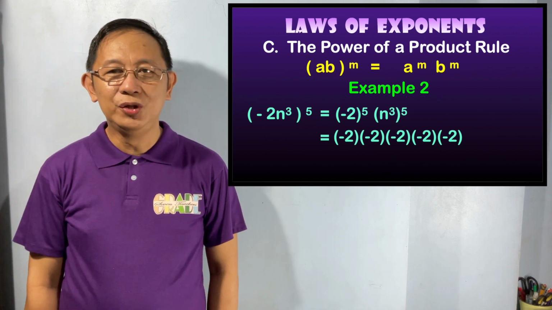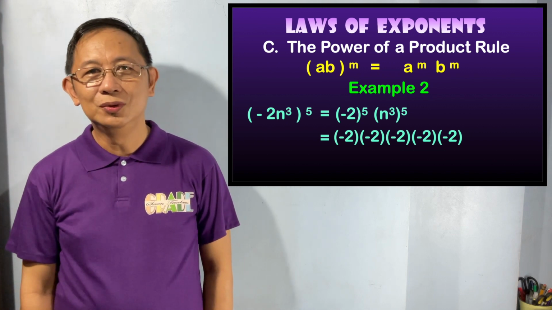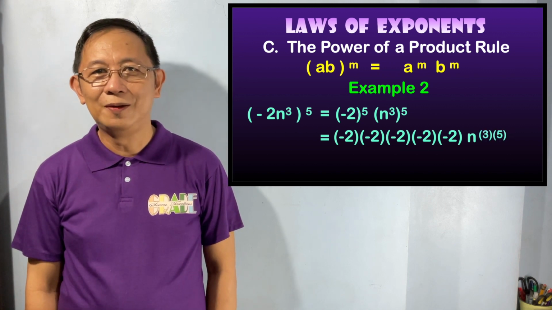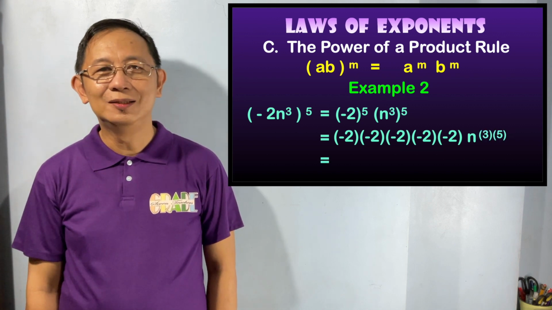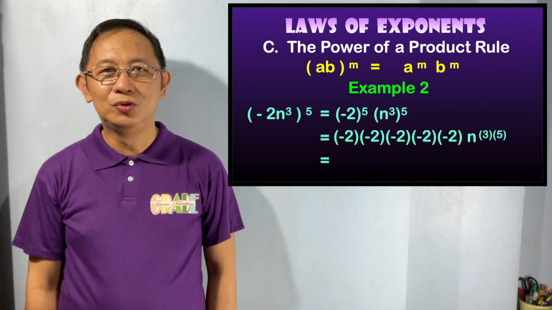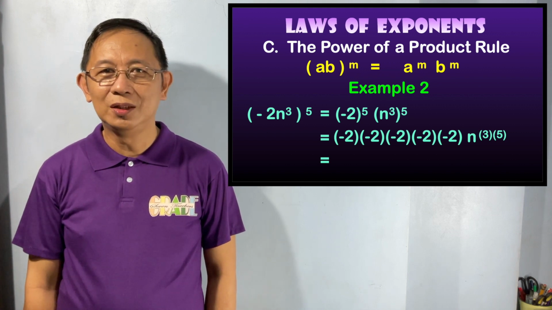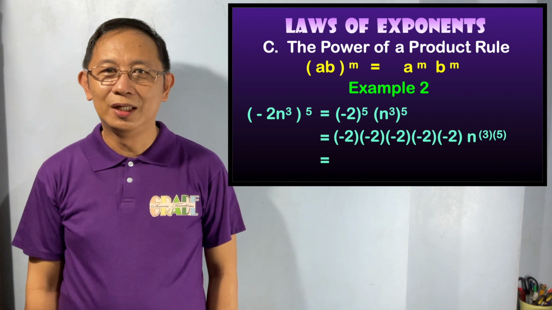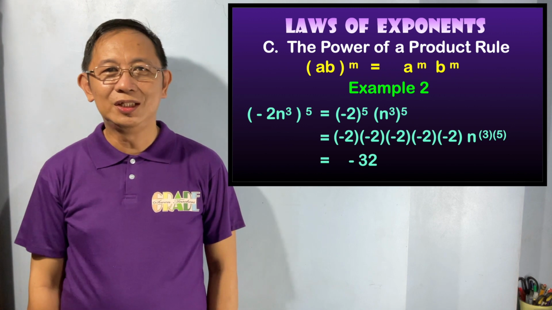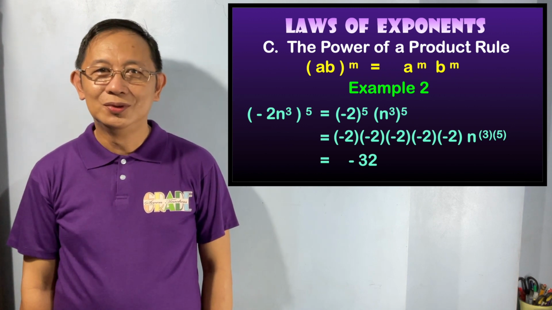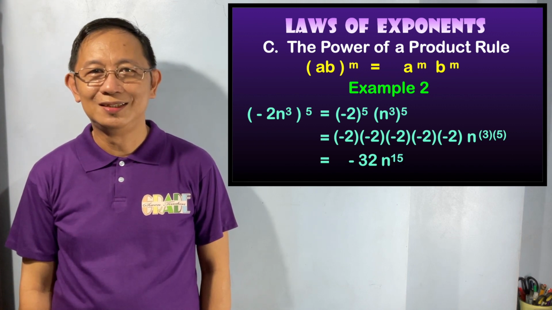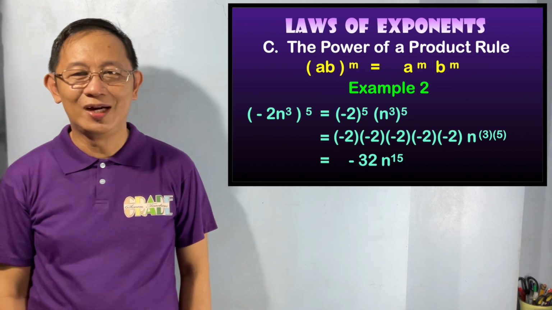And n cubed to the 5th power is equal to n raised to the 3 times 5 power. And then simplify na. So, negative 2 times negative 2 times negative 2 times negative 2 times negative 2 is equal to negative 32. And n raised to the 3 times 5 power is equal to n to the 15th power. That is the final answer.